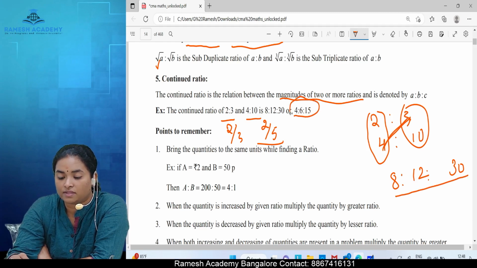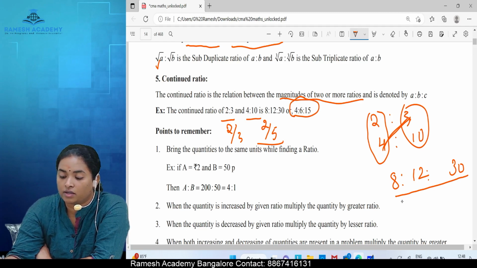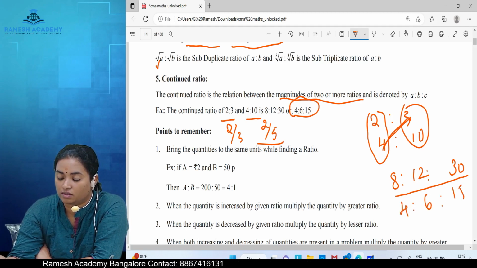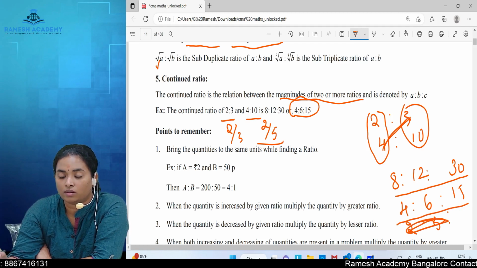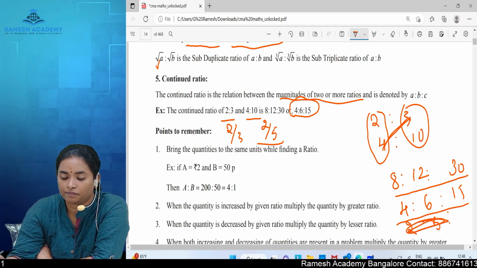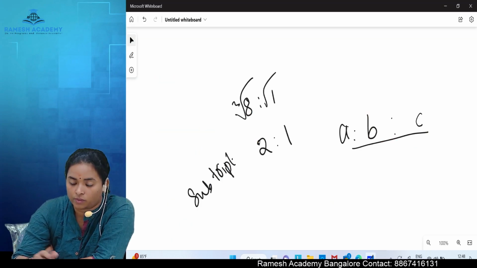And they have said 4, 6, 15, right? So 2 4s are 8, 2 6s are 12, 2 15s are 30. The other ratio, 2 is to 3 is to... no, it is not possible. If you want to divide, you have to divide with one common number. Clear?